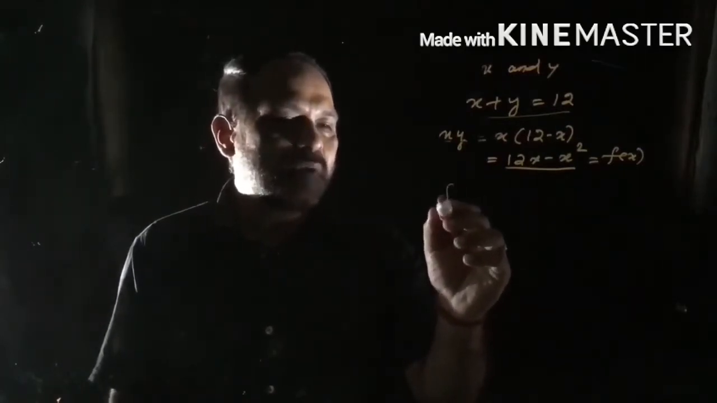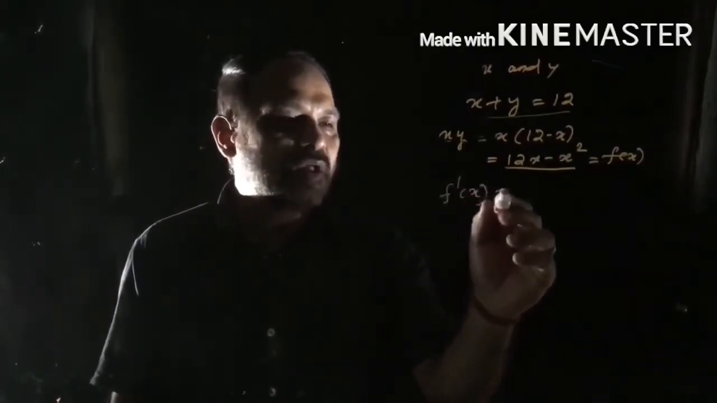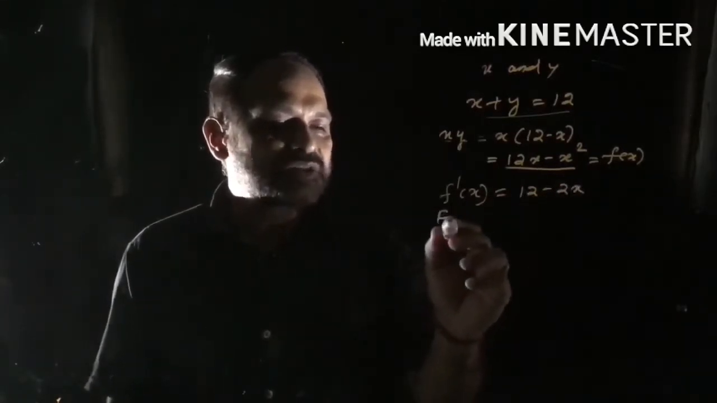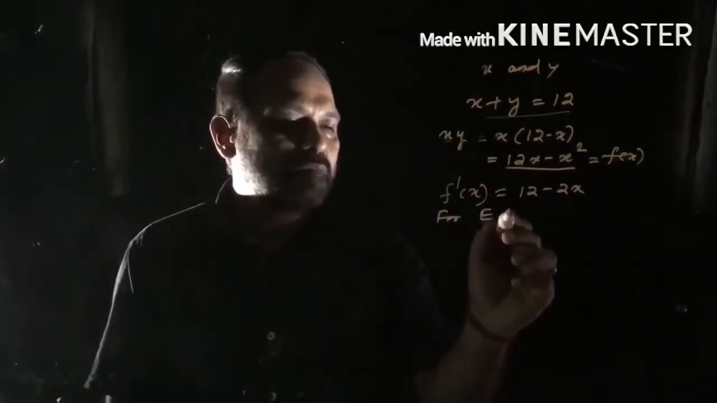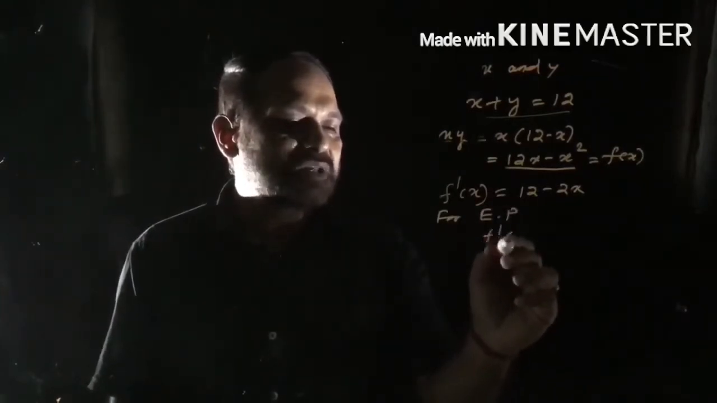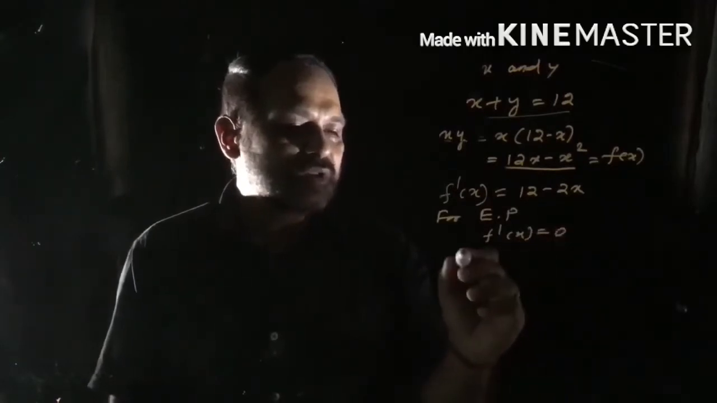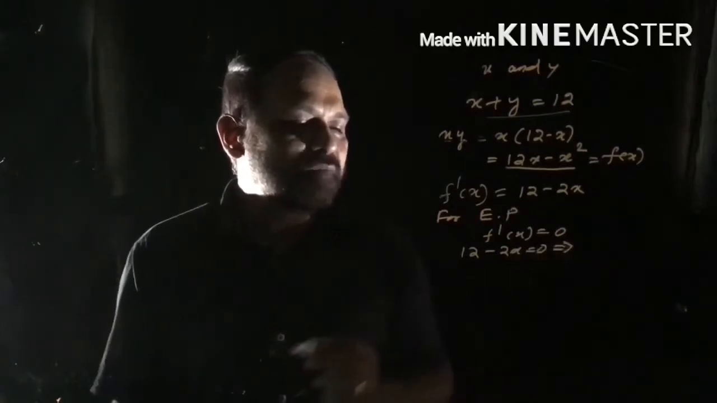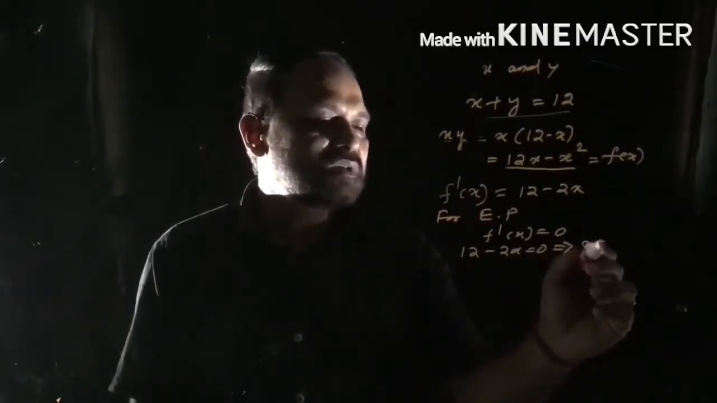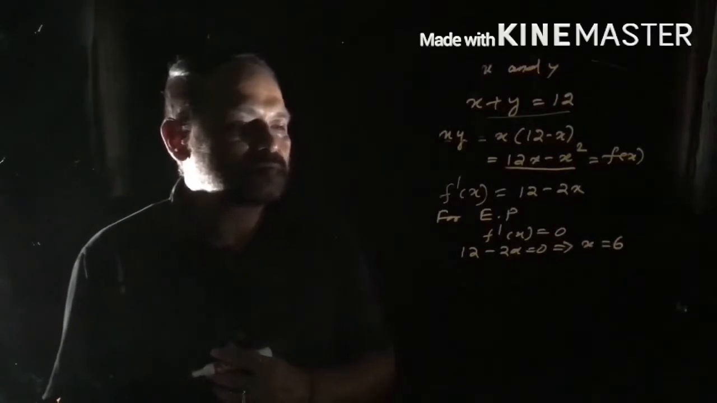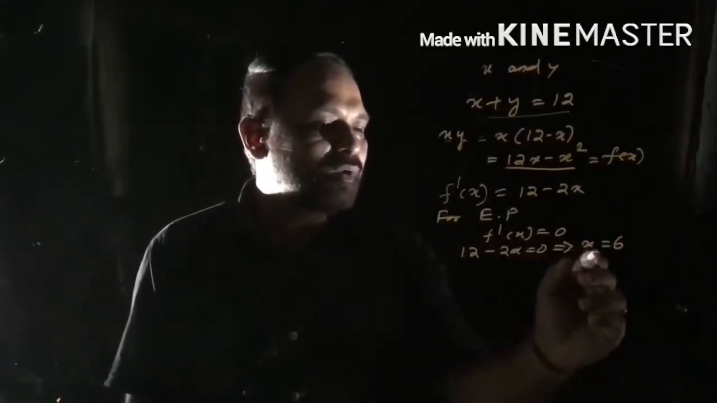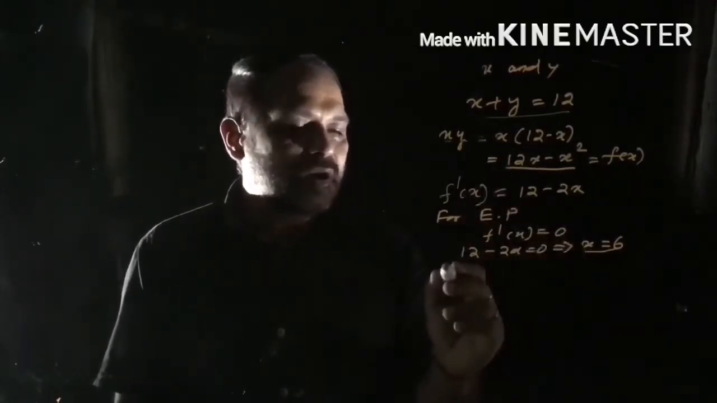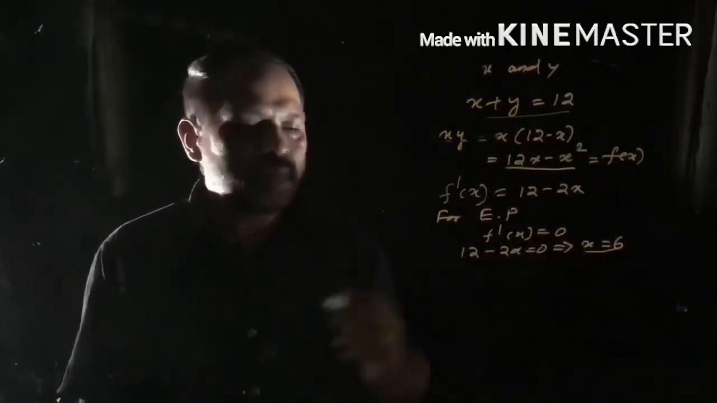In the first step, find its first derivative. f'(x) is equal to 12 minus 2x. For the extremum point, f'(x) is equal to 0. That is, 12 minus 2x is equal to 0. 12 is equal to 2x. This implies x is equal to 6. There is only one extremum point. We have to check whether the function is maximum or minimum at that point.